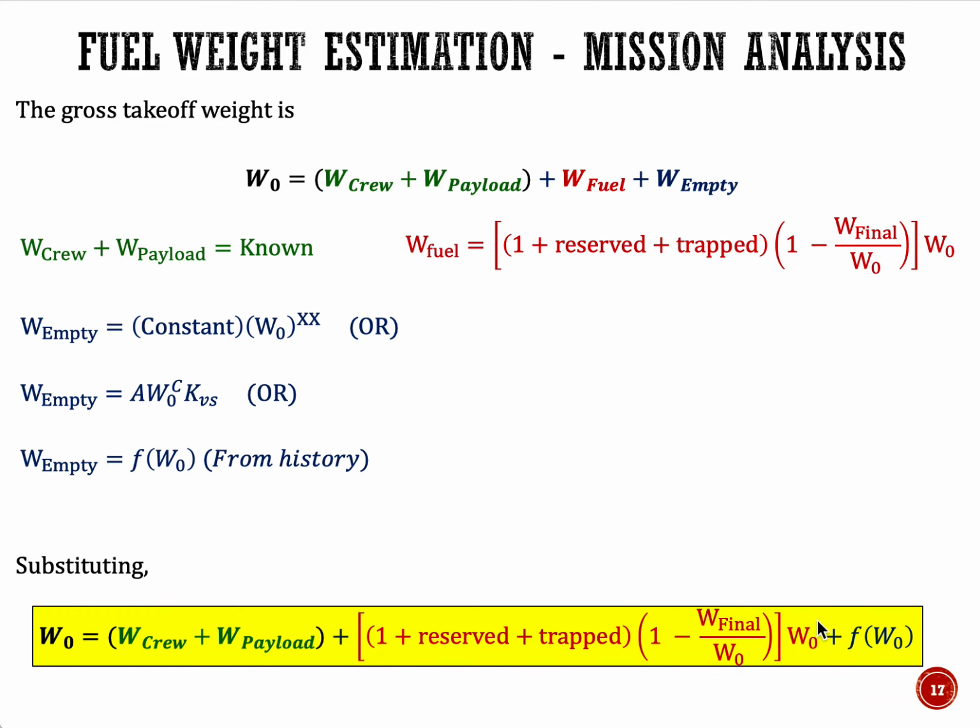So this is exactly why we need to do an iteration, because say you assume a W naught, you end up getting a fuel weight, you end up getting an empty weight, and if you add it all together, well, that may not be equal to the payload, the weight that you started with, right? So that's why you have to go back and change that W naught again. And you do the iteration until the left-hand side equals the right-hand side.